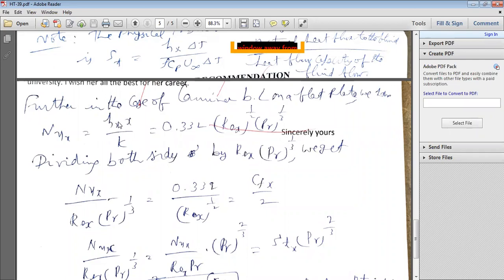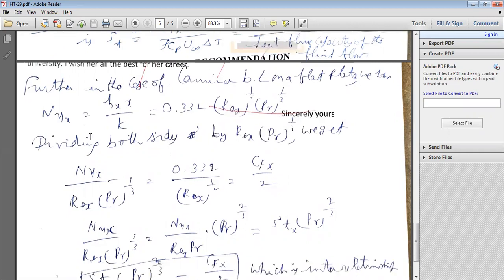h_x is the local convective heat transfer coefficient. So Nu_x is equal to 0.332 Re_x to the power 1 by 2 into Prandtl number to the power 1 by 3; we have already derived this equation. Now dividing both sides by Re_x into Prandtl number to the power 1 by 3, the left-hand side becomes Nu_x by Re_x into Prandtl number to the power 1 by 3, and the right side is 0.332 divided by Re_x into Prandtl number to the power 1 by 3.